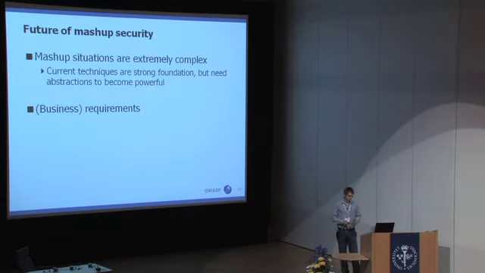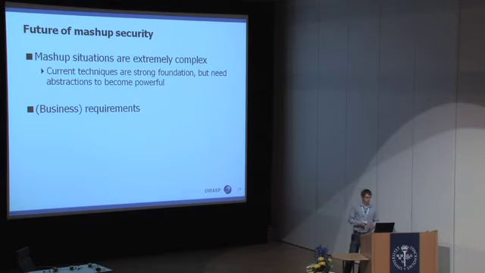To conclude, I want to discuss a bit about the future of mashup security. Probably, as you have concluded from this presentation, mashup security is extremely complex because there's a lot of things to take into account. You have a lot of origins, you have a lot of components which need interaction, and the current techniques provide a strong basis to enable this foundation, but we still need abstractions for them to become really powerful, because if you want to do it right now, you have to do it all yourself. You have to take a specific technique and you have to edit, so you have to combine several techniques yourself, and this might be hard.